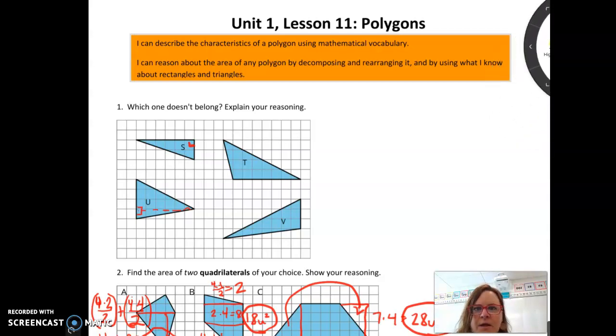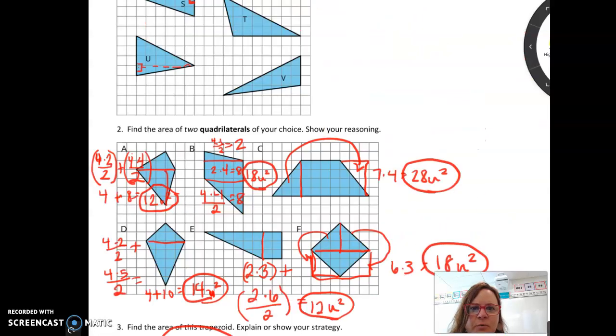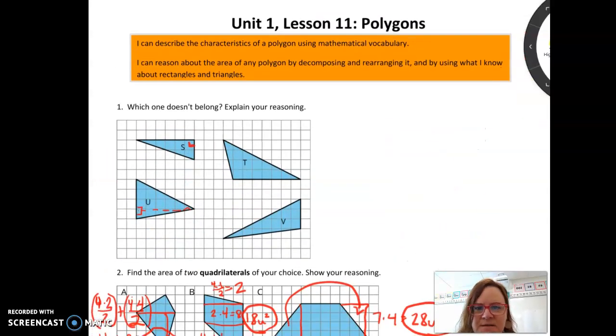I'm going to go over lesson 11 on polygons. We're going to have a lot to look at here, so make sure that you have your correcting pen and your work and you're ready to get after it.